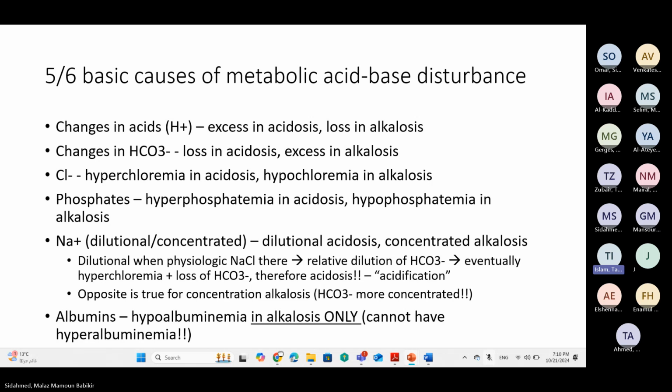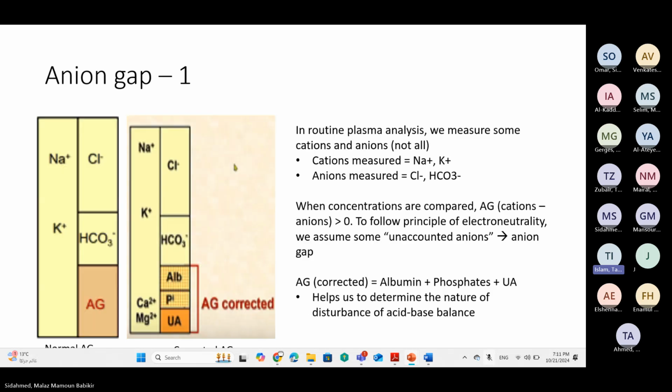Similarly, the loss of acids would lead to alkalosis. An example of a situation where you'd commonly have loss of acids is vomiting, where you'd lose not only H plus but also chlorides. And then similarly, there are some other reasons here. So the changes in bicarbonates, changes in chloride, changes in phosphates, sodium, which is dilutional or concentrated, and then changes in albumin. Now, it is important to note that you cannot really have hyperalbuminemia, but rather you can only have hypoalbuminemia. And this would only arise in metabolic alkalosis. The changes in parameters in which acidosis or alkalosis arises are mentioned in that slide.